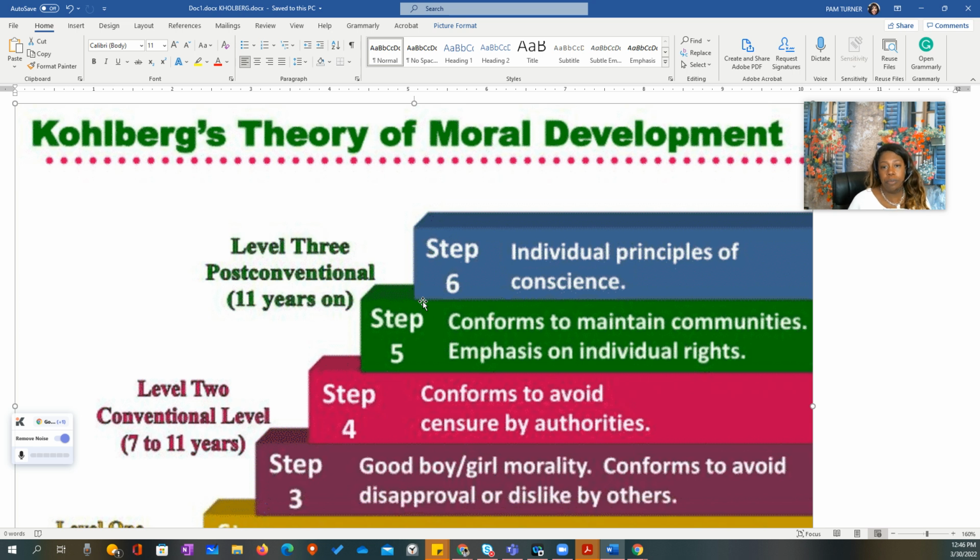Rosa Parks, she wasn't the first one to sit in the back of the bus, but definitely she wasn't going to get up and knew there would be consequences for that, right? The people that sat at the sit-ins at the lunch counters, they knew that there would be dogs and hoses turned on, and they were actually prepared for that because they knew that would happen. However, the level three people are most often how our laws get changed.